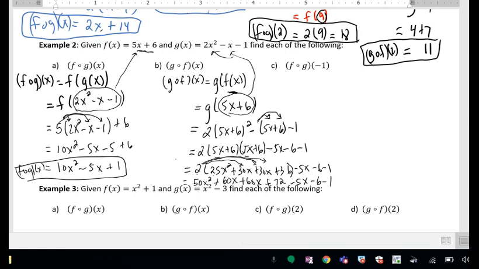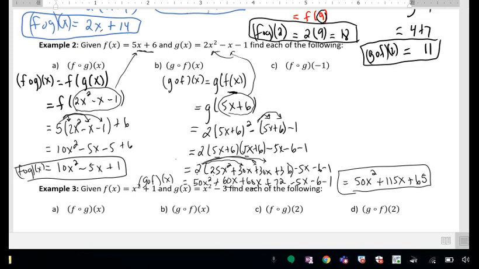So last, we need to gather our like terms. And I'm going to go ahead and write it right here. So this is going to be 50x squared. 60x plus 60x is 120x minus 5x is 115x. And then we have 72 minus 6 minus 1, which is 65. So my answer for g composed of f of x is equal to this right here.